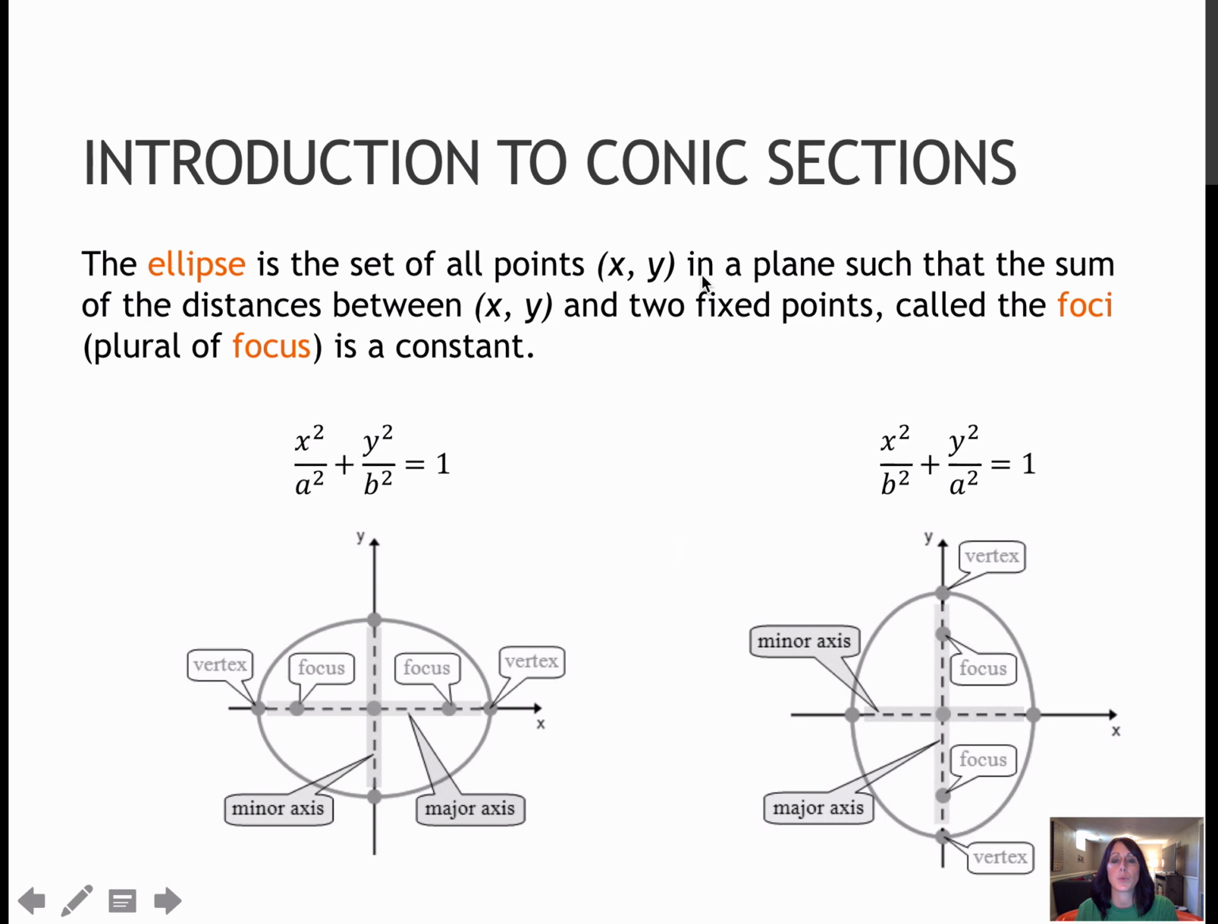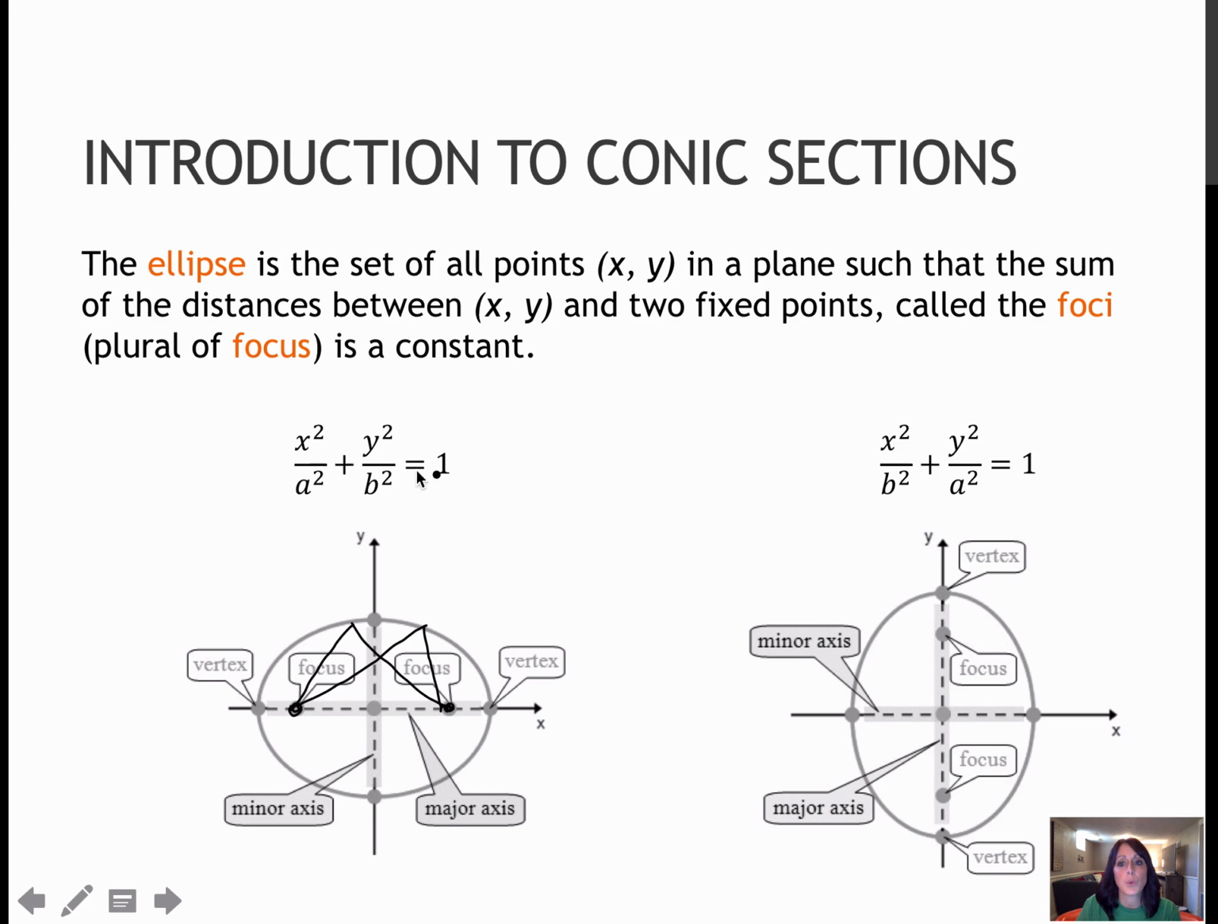One of the first ones that we're going to talk about in the three new conic sections that we'll study is the ellipse. So the ellipse is the set of all points such that the sum of the distances between x, y, and 2 points, called the foci, is constant. So here's an example. There are 2 foci, and the sum of those distances would be the same as the sum of these distances, etc. So for any of the points, the sum of those distances would be the same.